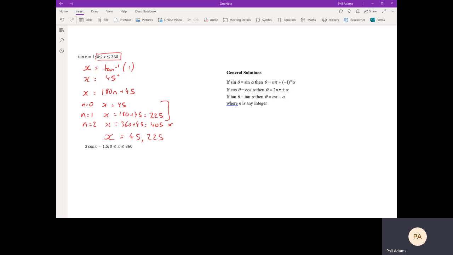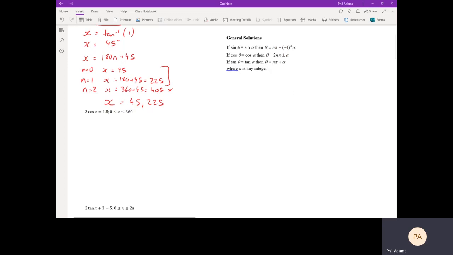Okay, so what we're doing at each point is trying to find this alpha term that they've given us here, and then we try values of n. So we have a look at the next one here. I'll just move this down.